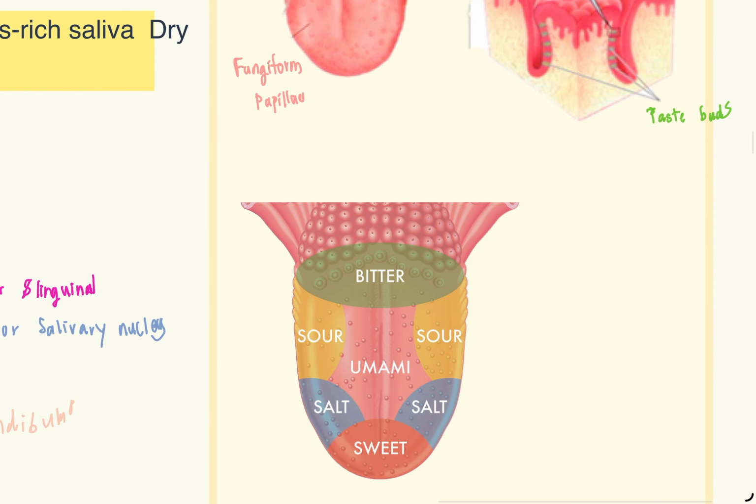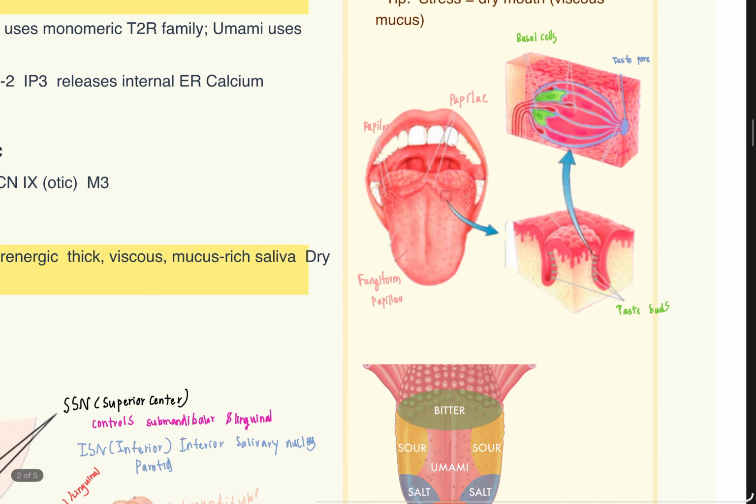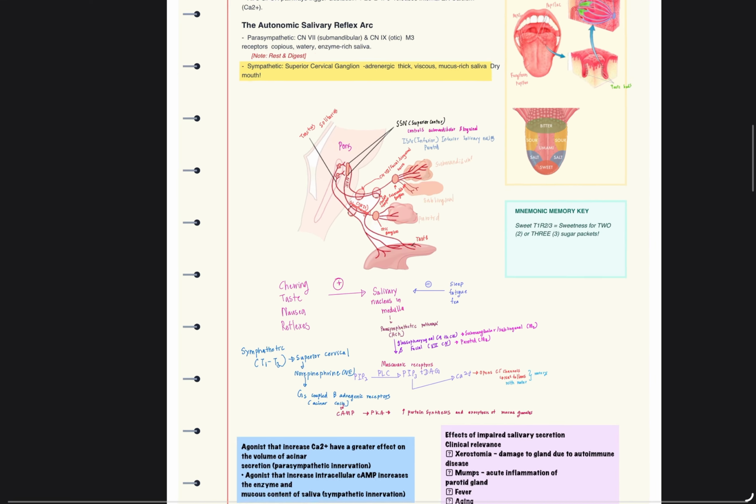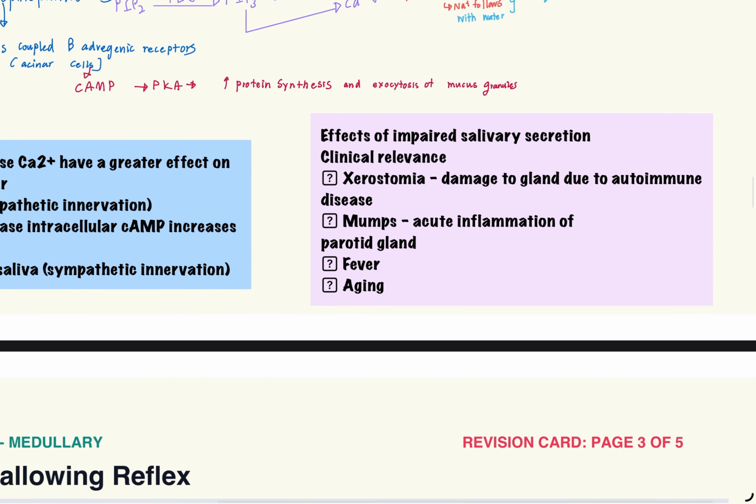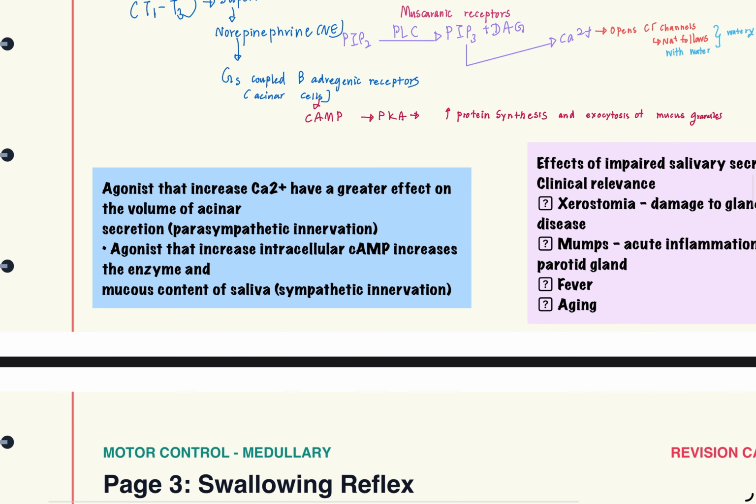So here you can see different receptors are there for different tastes, and calcium plus has a great effect on the volume of the acinar secretion. Parasympathetic agonists that increase calcium 2 plus have a great effect on the volume of acinar secretion, while an agonist that increases intracellular cAMP increases the enzyme and mucus content of saliva.